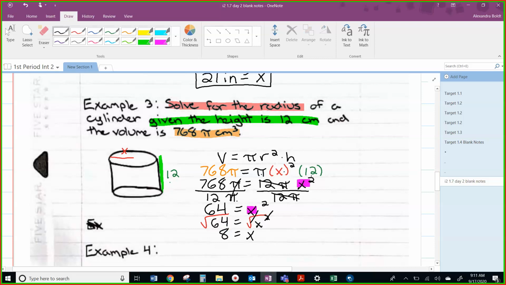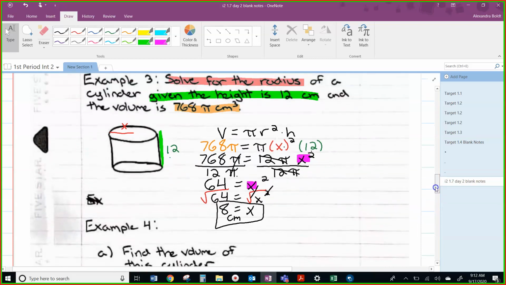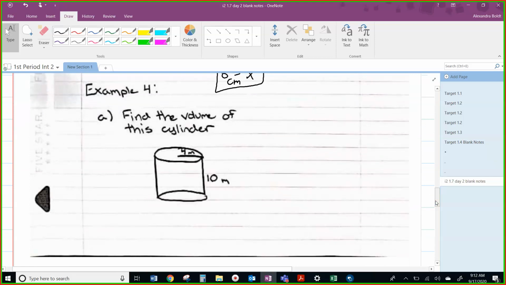8. We want units. 8 centimeters. Okay. No questions, we get that. All right, let's look at our last thing.